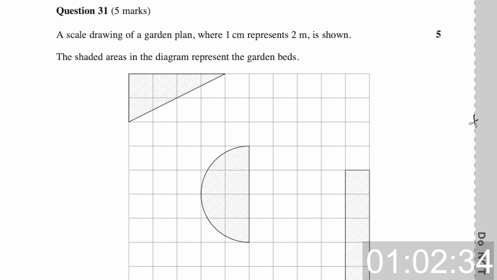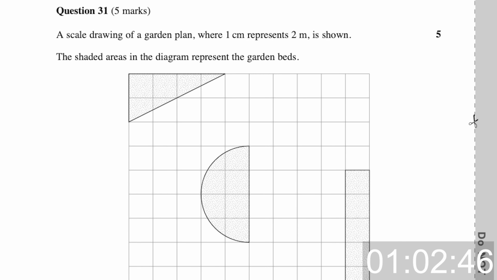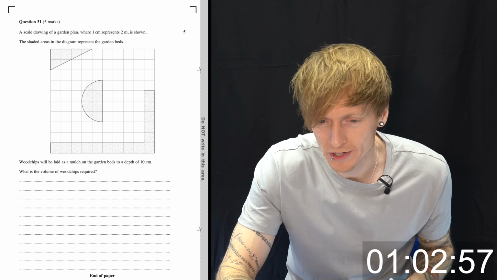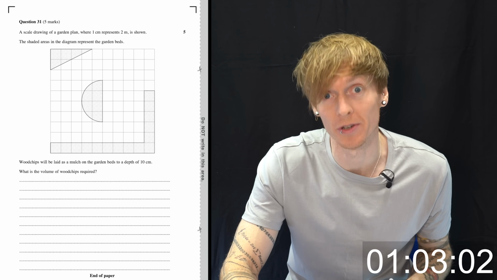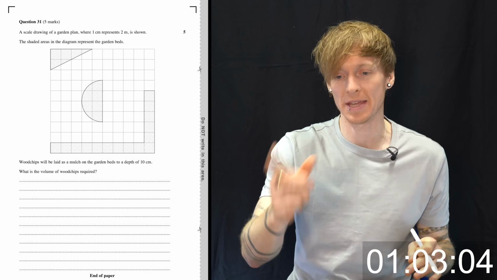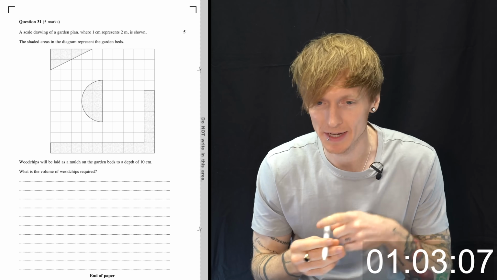Sure. Final question, 31. We are gardening. Plumbing to landscape gardening. We have a drawing of a garden plan. I'm going to write that down. 1 centimeter is 2 meters. Okay. Shaded areas represent the garden beds. Fabulous. There's 3 areas. Wood chips will be laid as mulch to a depth, volume. Okay. So once volume, so I'm going to work out the area and then multiply by the depth.